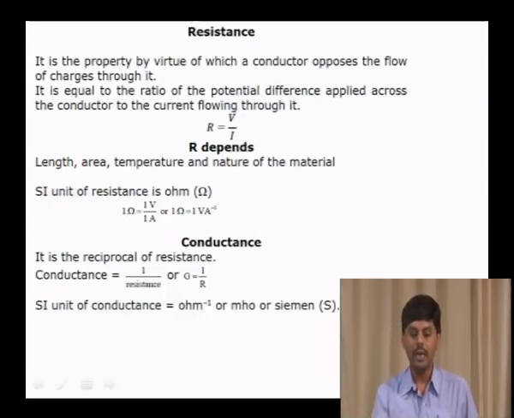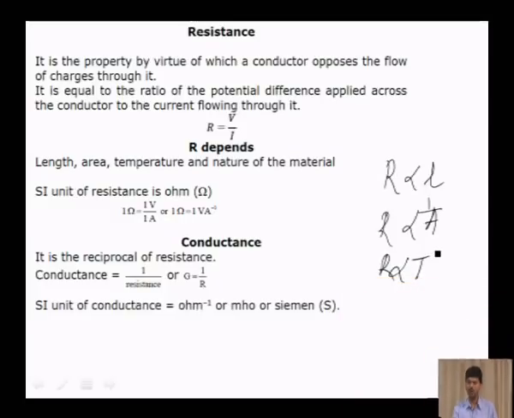For example, resistance is directly proportional to the length. Similarly, resistance is inversely proportional to the area, and it is also directly proportional to the temperature. It also depends on the nature of the material. The resistance of a conductor depends on these four factors. The SI unit of resistance is ohm. The definition of 1 ohm is equal to 1 volt per ampere.